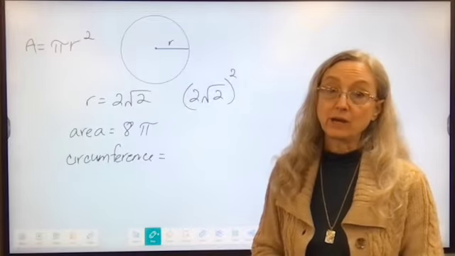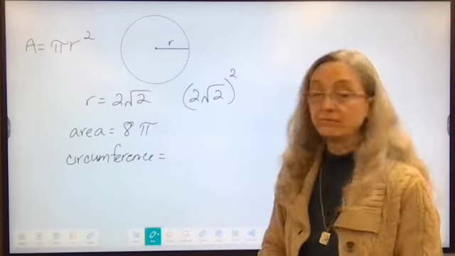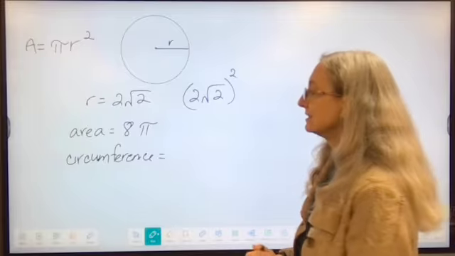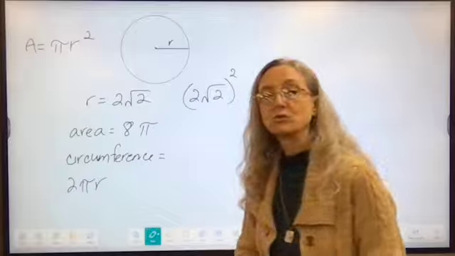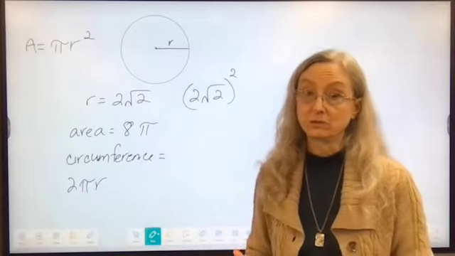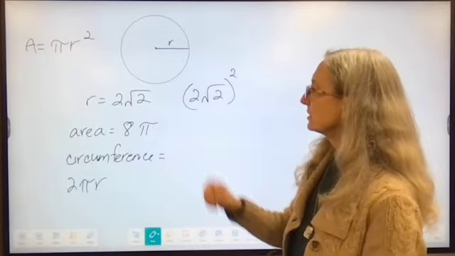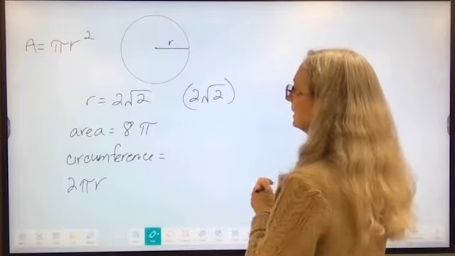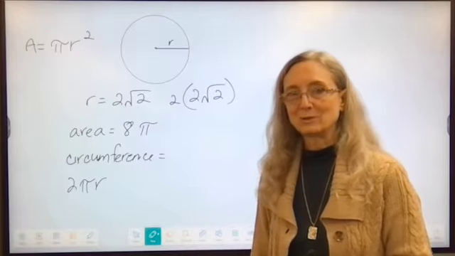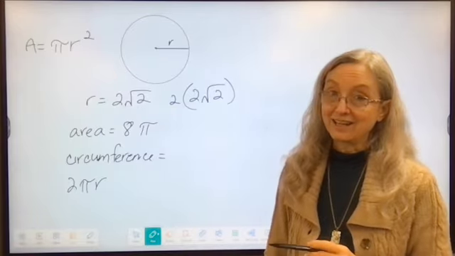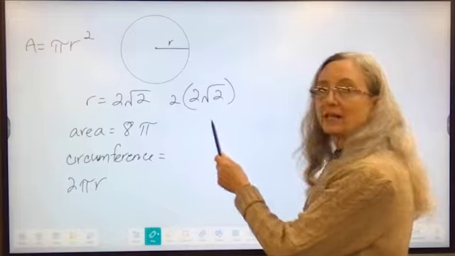Now, I didn't review how to find the circumference. The circumference is double the radius times pi, often written as 2 pi r, or diameter times pi. So the first thing we need to do is take this radius and double it. We have to multiply it. And again, how do we multiply this?